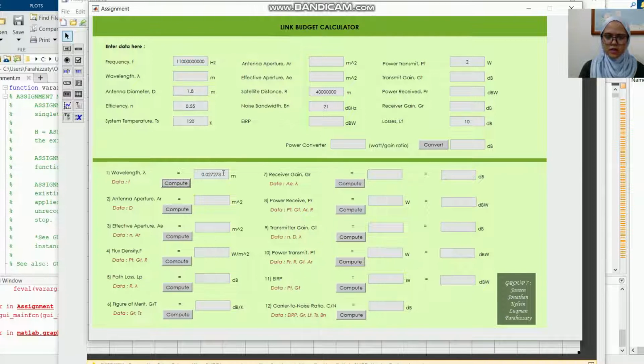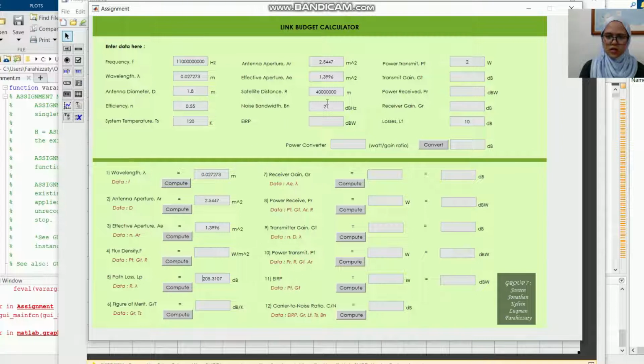So this is the first calculation that we built. Copy this and insert into the data section. Then next, the same state. As for the flux density, we cannot calculate this because we still haven't got the value for the PT and GT. So moving on to the next calculation. Same goes with this, since we haven't got the value for the GR.